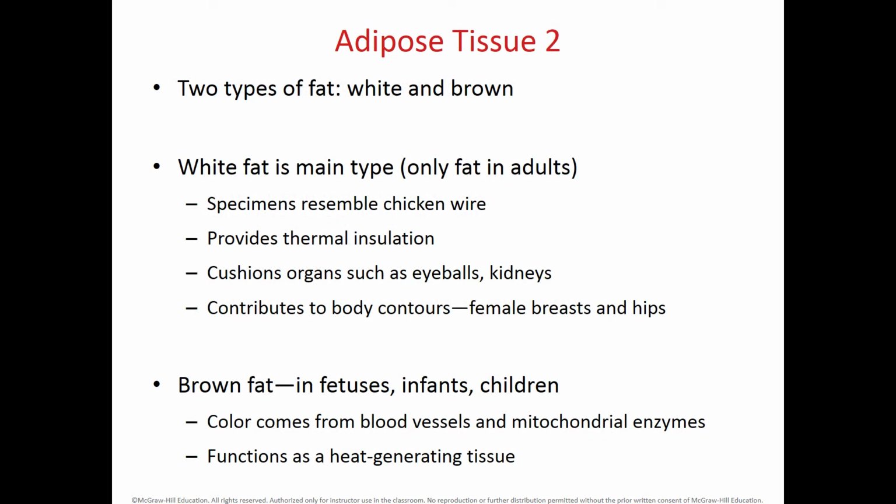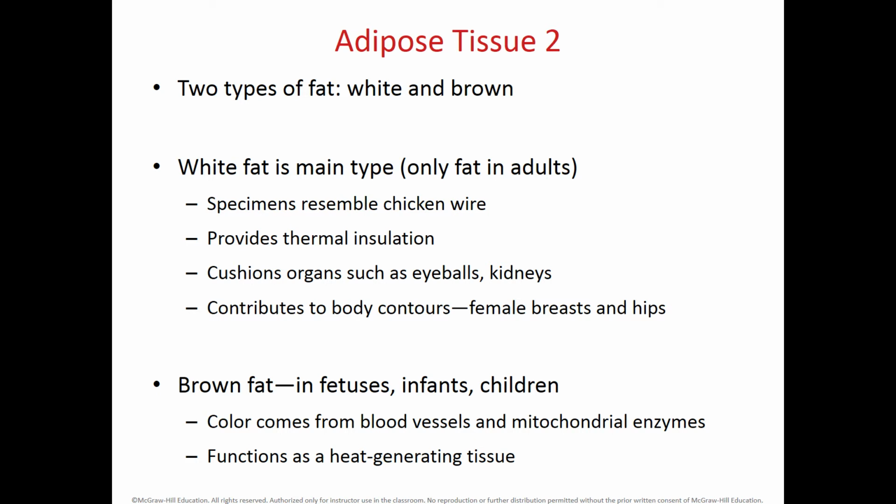So we have two types of fat. We have white and brown. White is the fat found in adults, while brown fat is found in fetuses, infants, and children. The brown fat takes its color from the abundant blood supply and the number of mitochondrial enzymes. This tissue generates a lot of heat.